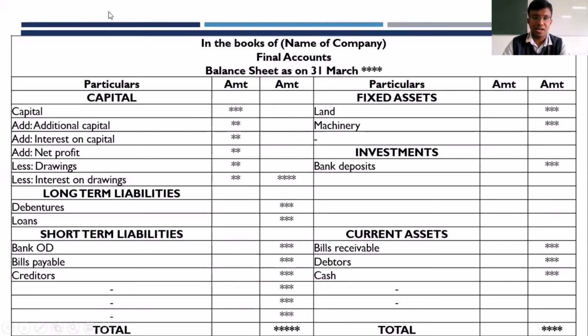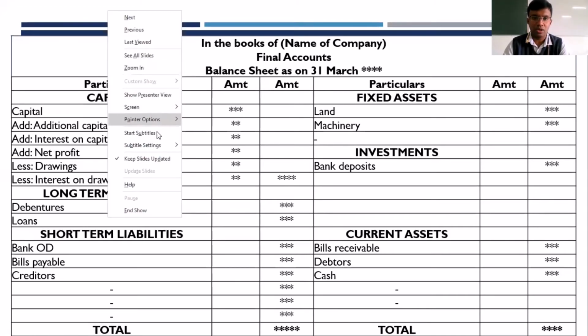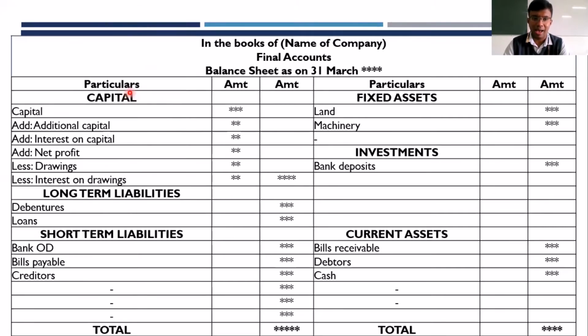Now we will be studying the most commonly used format of the balance sheet, and it starts off with capital. Then you have all your long-term liabilities. What are long-term liabilities? Obligations beyond 1 year are referred to as long-term liabilities. Then you have your short-term liabilities. The other term for short-term liabilities is current liabilities.